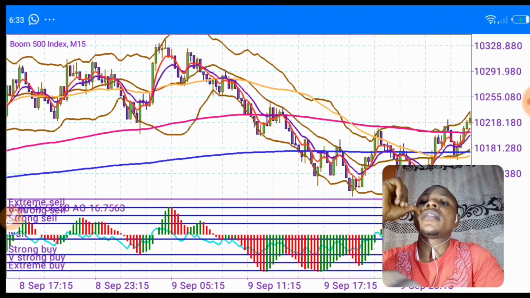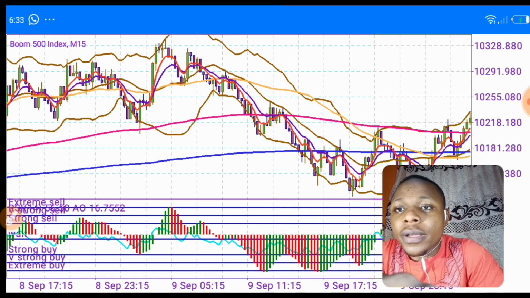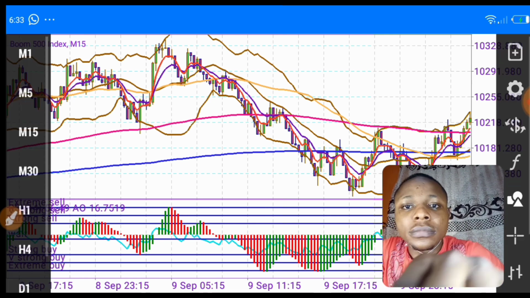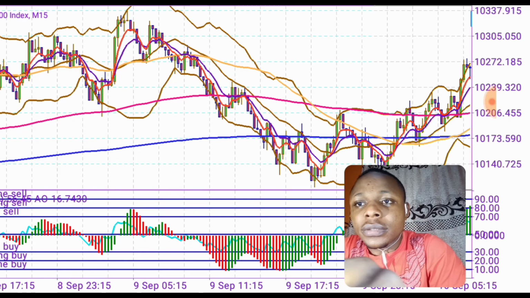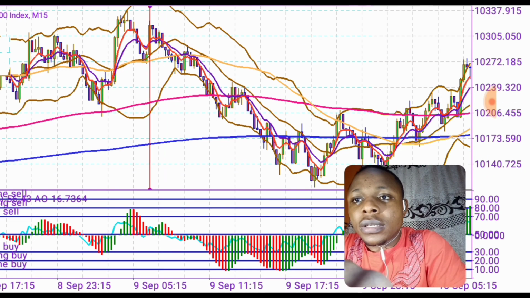Yeah, we have another type of double top over here. Let me adjust it to 5 minutes. It will be shown better on 5 minutes.